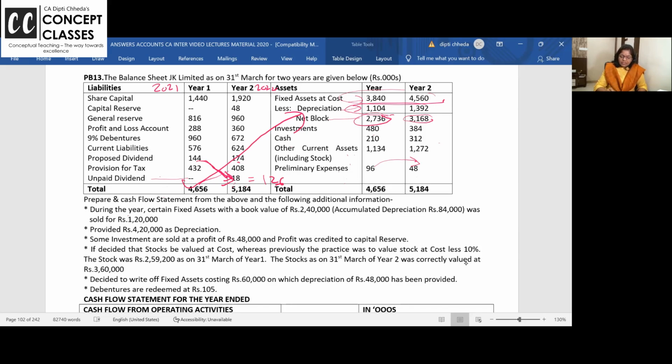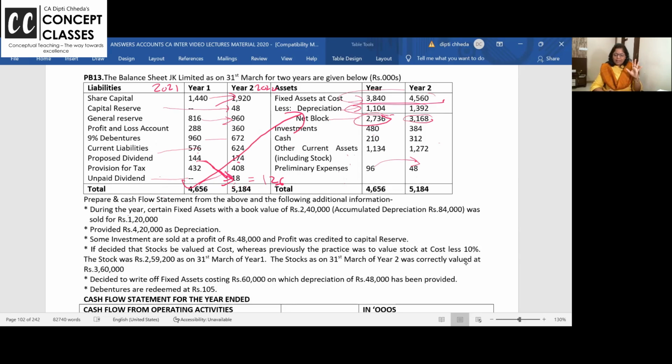Are you all getting? Share capital increase doesn't mean, ma'am, shares are issued, take inflow in financing. There could be some asset purchase. Capital reserve is increasing. Definitely there's a revaluation upward in fixed assets. General reserves are increasing. So profit mein debit karke you have transferred to general reserve. But is this an expense or it's just a book entry? Book entry. Right. 9% debentures have reduced. Current liabilities was 576, now it is 622. Increase in current liability means the cash is increasing.